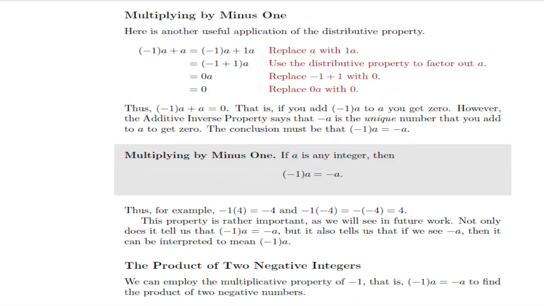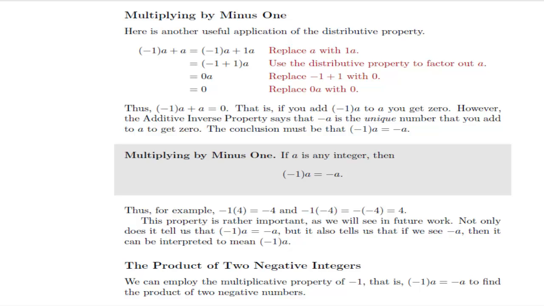Multiply by minus 1. Here's another useful application of the distributive property. We have negative 1 times a plus a. Replace a with 1a. Then we get negative 1 times a plus 1a. Use the distributive property to factor out a. So the sum of negative 1 and 1 times a. Replace negative 1 plus 1 with 0. Then we get 0 times a, and 0 times a is 0. Thus, negative 1 times a plus a equals 0.